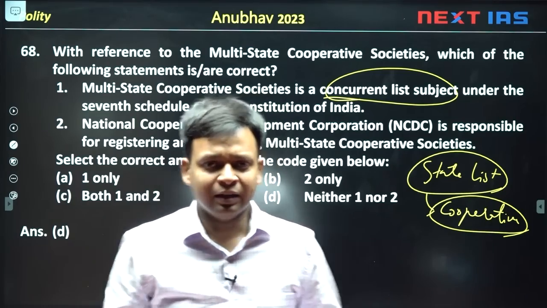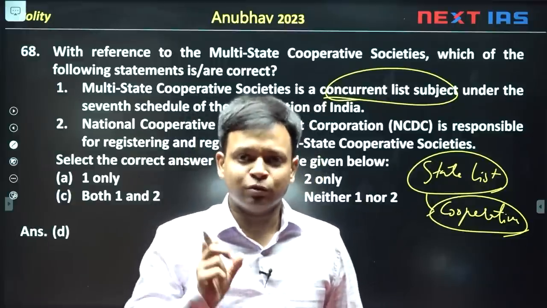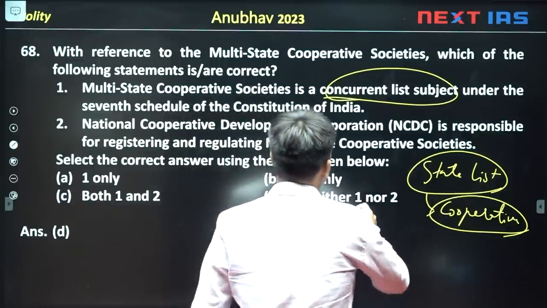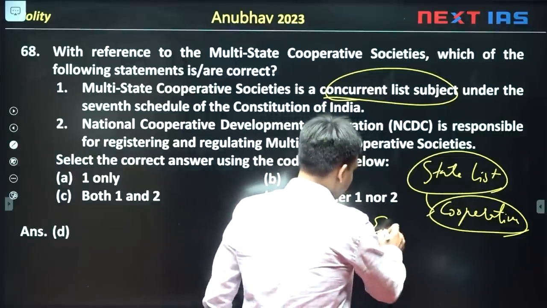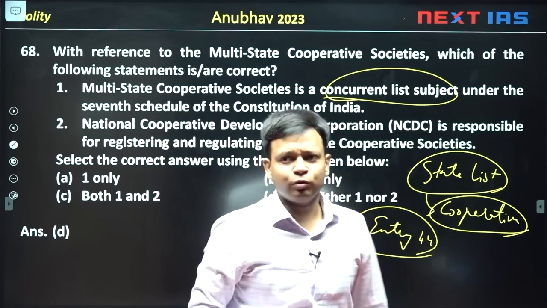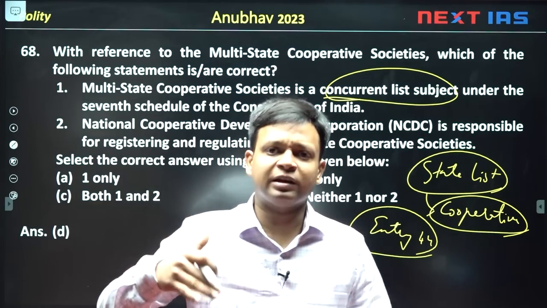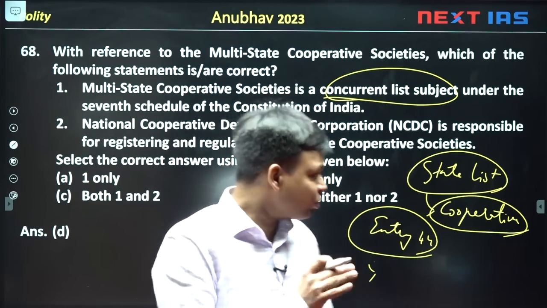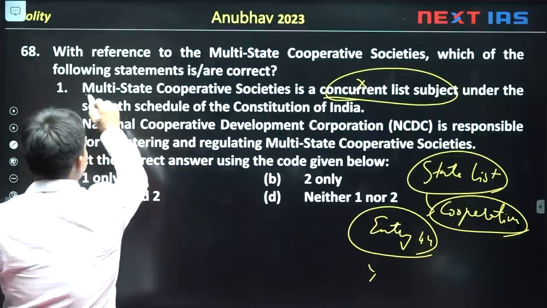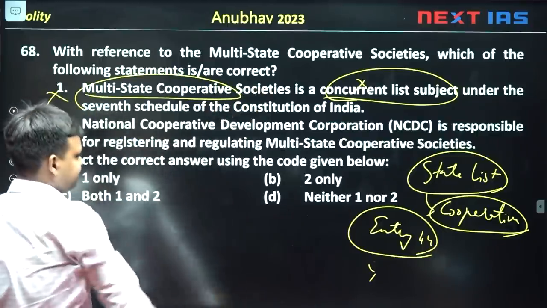So for that reason, the parliament has used entry 44 of the union list, using which they have made the laws. The laws the parliament has made regarding multi-state cooperatives, how were they made? Entry 44 in the union list talks about the formation of companies or trusts or corporations which are operating across states. So this has been made using that. It is not present in the concurrent list. There is no subject dealing with multi-state cooperative societies. So this statement is wrong.